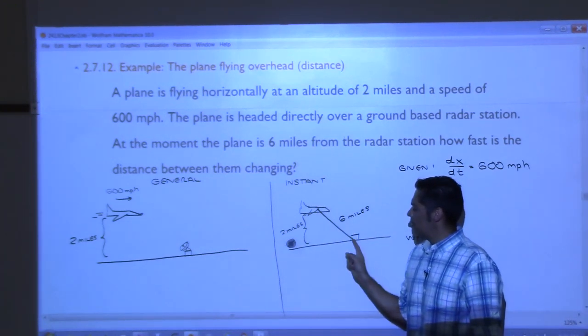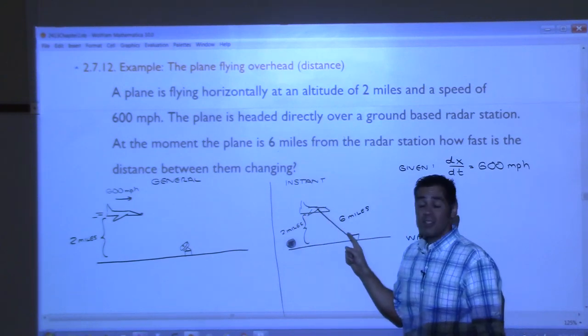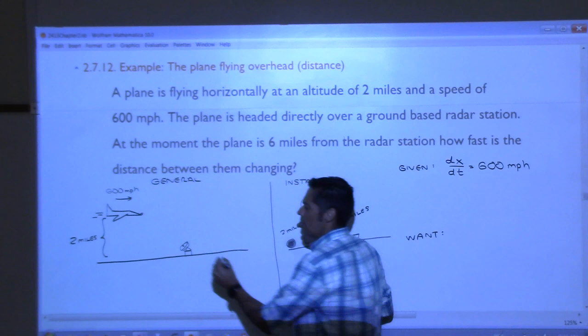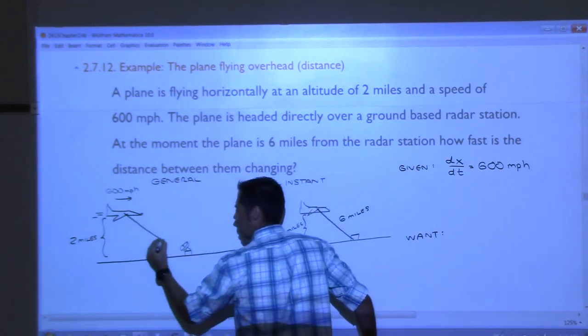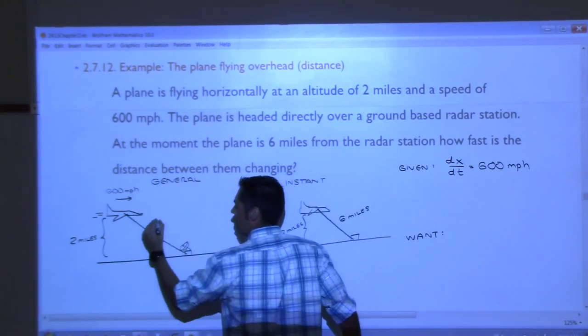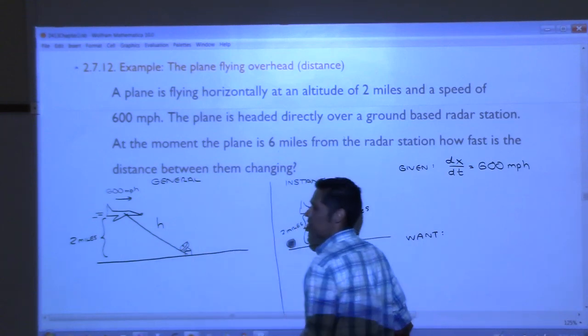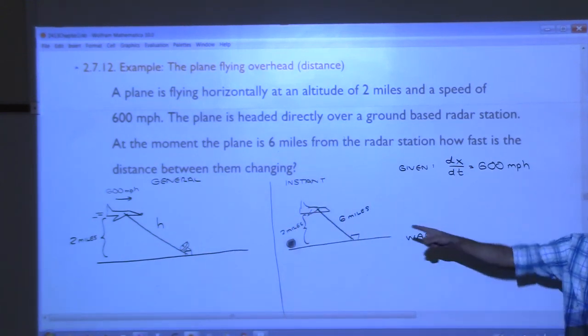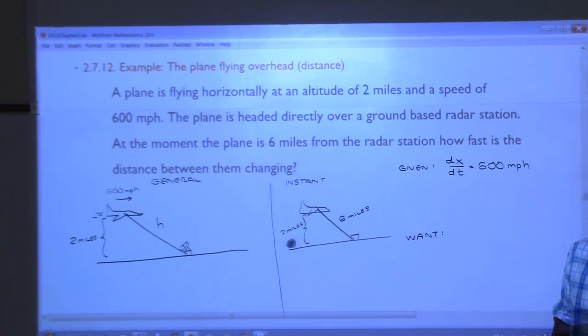6 miles from here to here, right? That distance is changing in that picture, isn't it? And since it's changing in that picture, I'm going to draw it, and let's call it h. It's not x though, right? No. x is not changing. That measurement right there is not changing at 600 miles per hour.